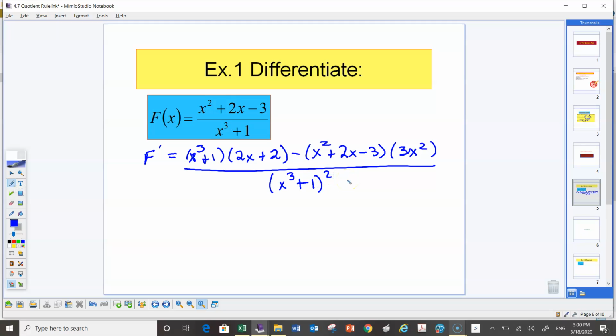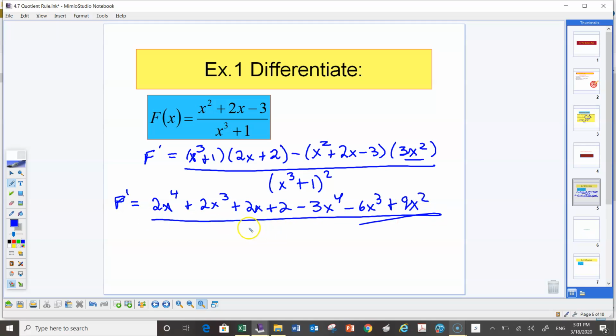Okay, so we're done calculus right there. The rest is just algebraic simplifying. So f prime, I'm going to multiply these two together, so it's going to be 2x to the fourth plus 2x cubed plus 2x plus 2. I'm going to distribute the negative 3x squared with the negative sign, so it's going to be negative 3x to the fourth minus 6x cubed plus 9x squared, and this is still all over the denominator. And again, you don't need to expand the denominator, you can just leave it as a binomial squared.